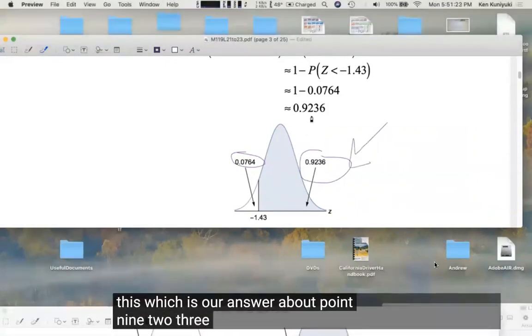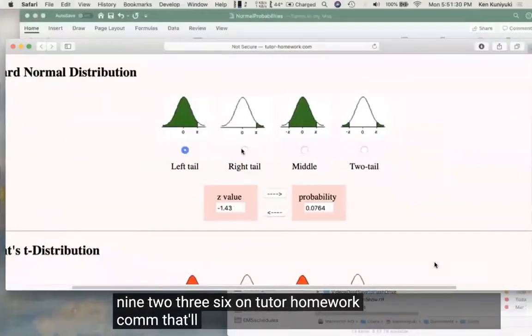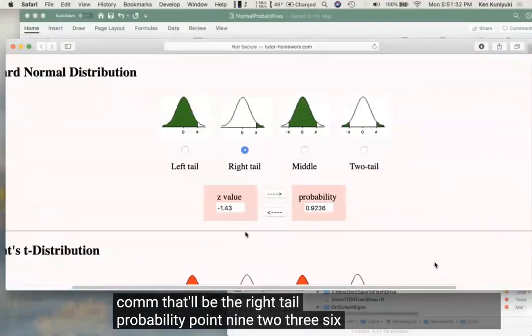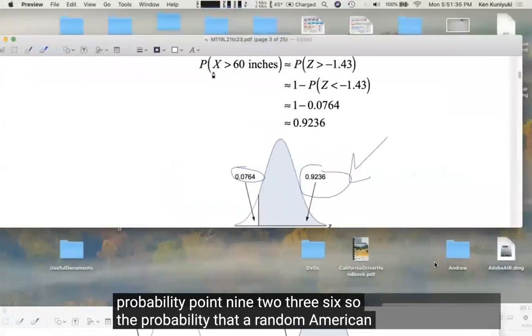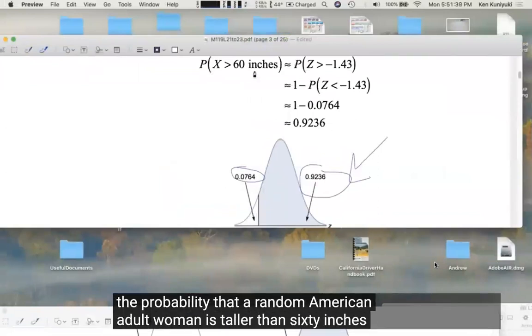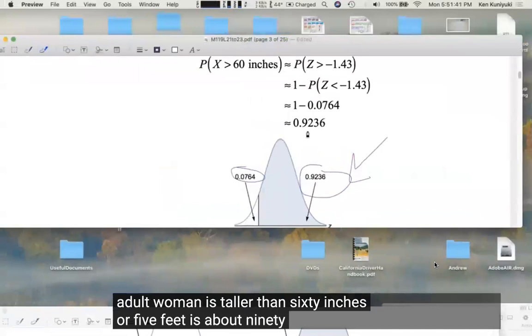About 0.9236. On tutorhomework.com, that'll be the right tail probability, 0.9236. So the probability that a random American adult woman is taller than 60 inches or 5 feet is about 92.36%.